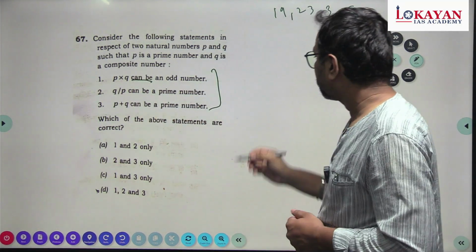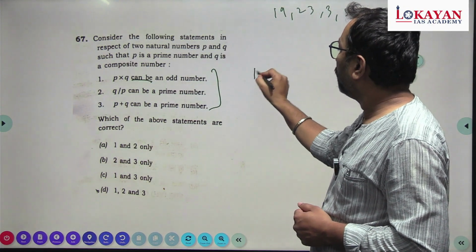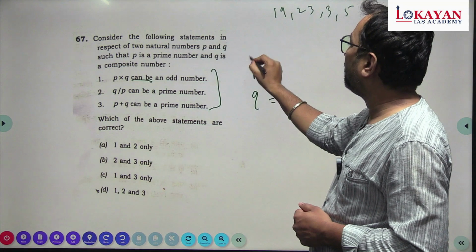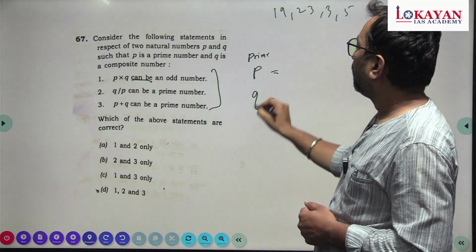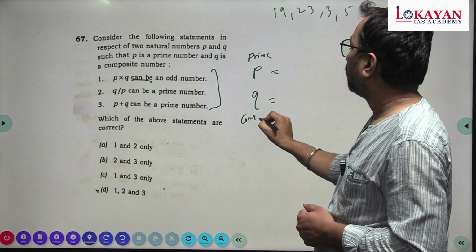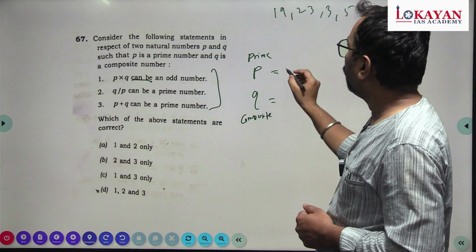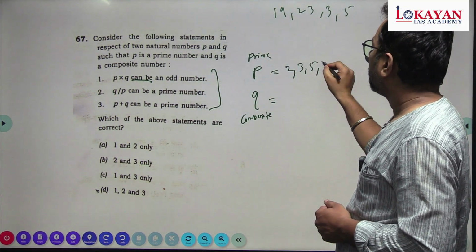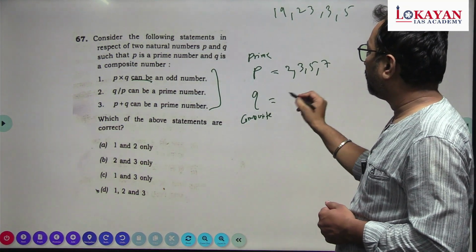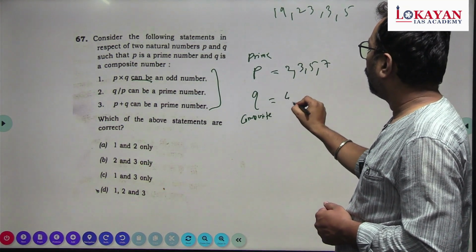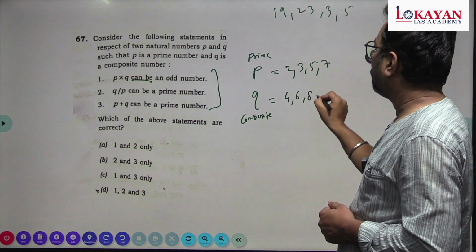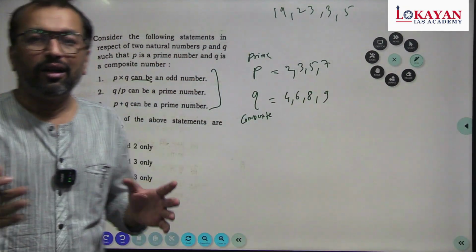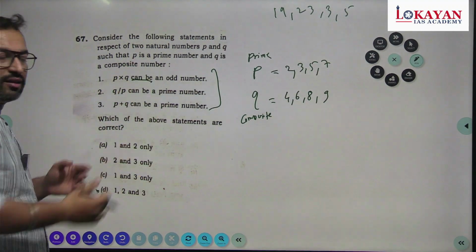Just take P and Q as numbers between 1 to 10. P is a prime number and Q is a composite number. Between 1 to 10, the prime numbers are 2, 3, 5, 7. And the composite numbers are 4, 6, 8 and 9. So using these numbers, we can check the tests here.